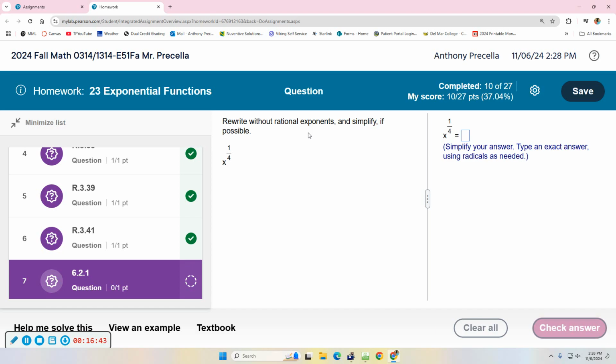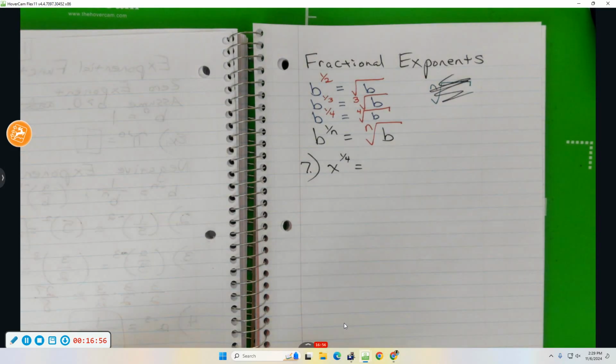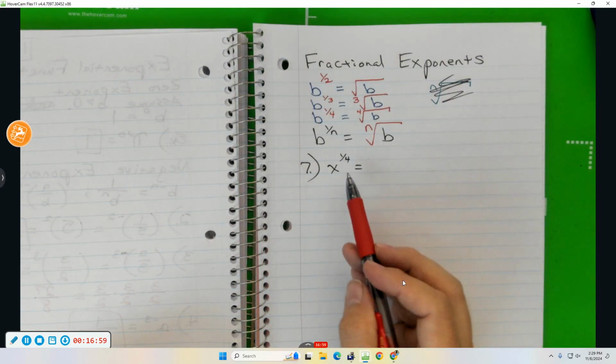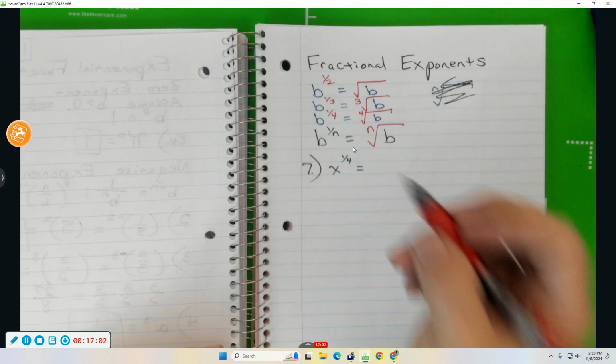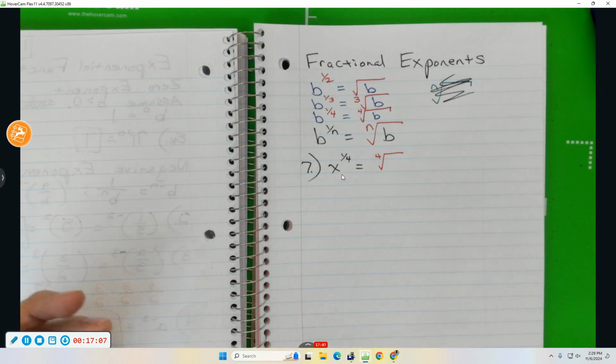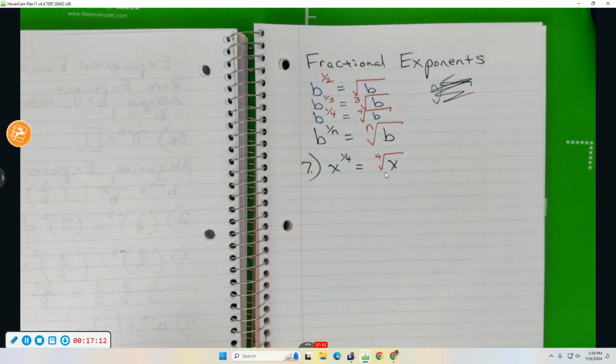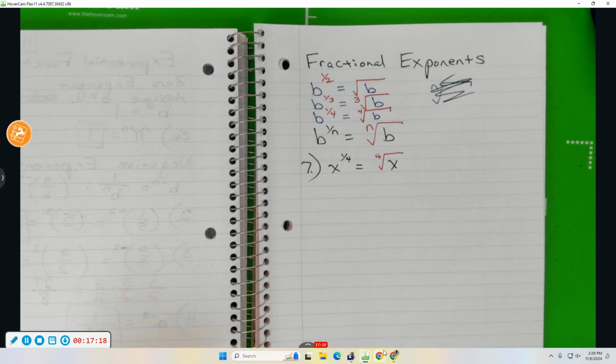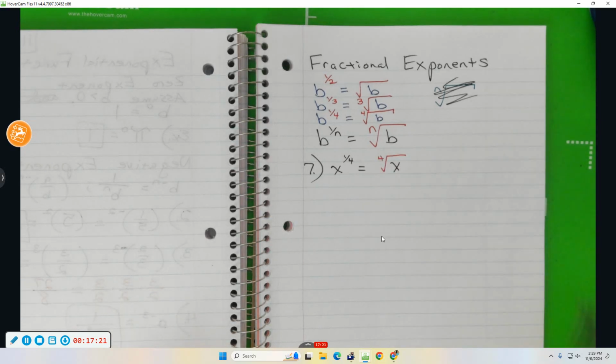Let me write the problem down. x to the 1/4 power. Well, that 4 right there says we're looking at a 4th root. And what are we going to have under the radical? x, for the 4th root of x. Wow, it looks like you just wrote the problem down and wrote out the answer. That's right, there are no steps, but you've got to know what they mean by a fractional exponent.